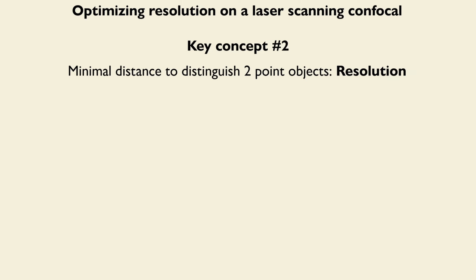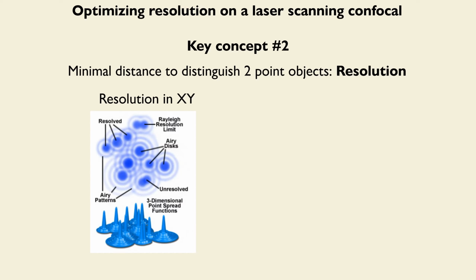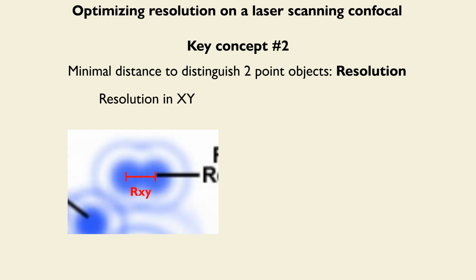Another key concept is that there's a minimal distance to distinguish two point objects, called resolution. In XY, the way this shows up is as follows. If you have point objects, each of the images of those point objects will be a blurry circle with additional rings because of a phenomenon called diffraction, or Airy patterns, as you can see here. If we zoom in, there's a minimal distance where we can tell that two of these objects are apart. If they're closer together than that, the blurriness merges in a way that we're not sure if we have two objects or one.